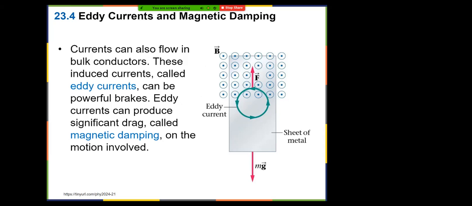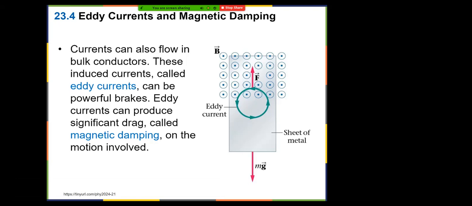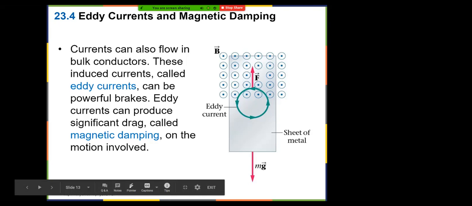And if you have this piece, for example, pulled by the gravitational force going downward, then this induced current will oppose that. Because you have a magnetic field and there's a current, there will be an interaction between the field and the current. So the force will be in the opposite direction of the motion.